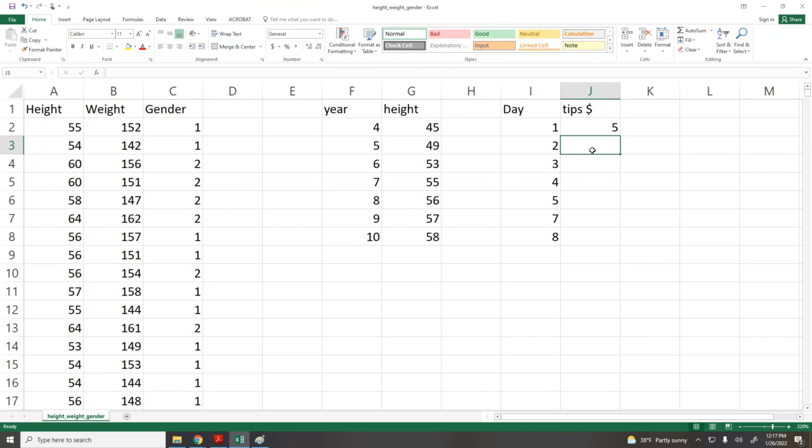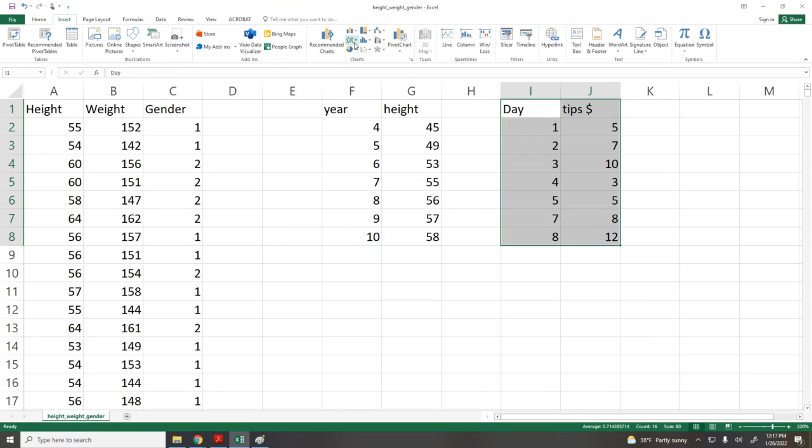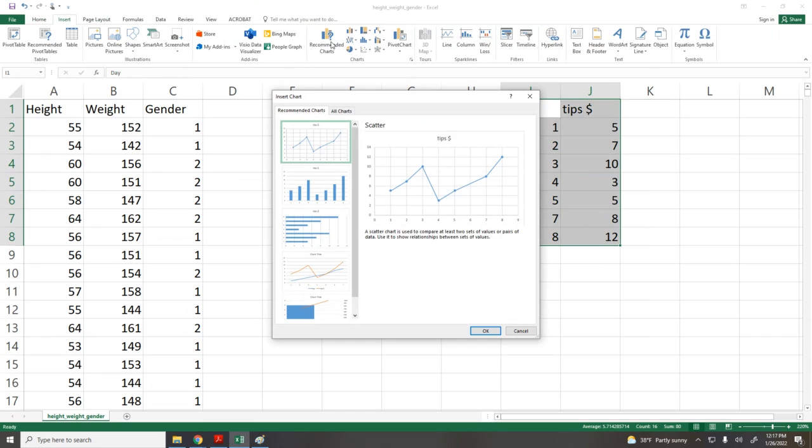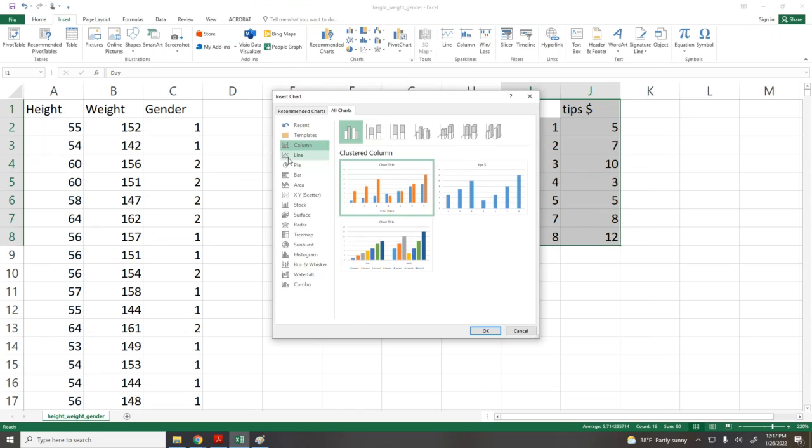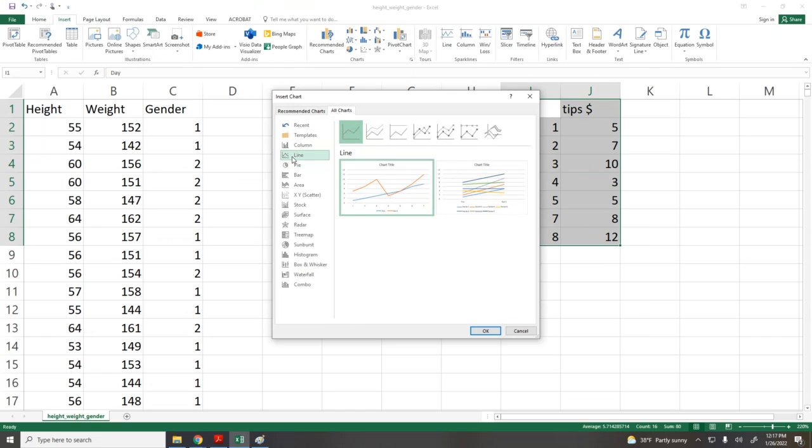Suppose you got $5, $7, $10, and one was a lousy day. You just got $3 and $5 and $8 and $12, and so on. So now if you go for that, then you can see there is certain nice pattern that you might want to think about. Okay, so let me go for recommended charts again here. Yeah, and you can see how it looked like. So look, it is not showing anything, right?